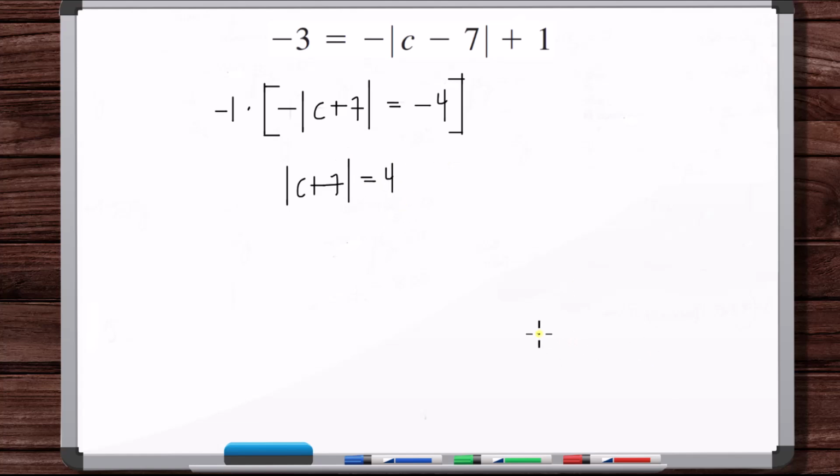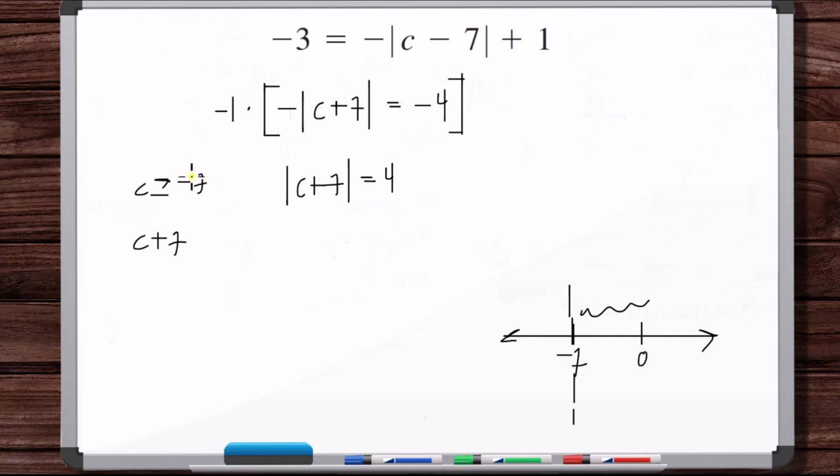Okay, so now we've got the crossover point, we can see it's going to be c is equal to -7. So when c is greater than or equal to -7, what's inside of here is going to be positive or 0. So we just remove the absolute value. So c is greater than or equal to -7.